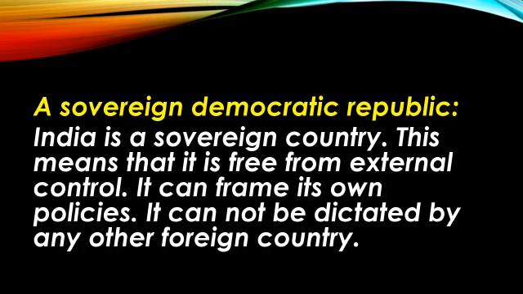The third feature of the constitution is a sovereign democratic republic. India is a sovereign country. This means that it is free from external control or power. It can frame its own policies. It cannot be dictated by any other foreign country. India is a democracy. Yes, because the people of India elect their government at all levels by the method of universal adult franchise.